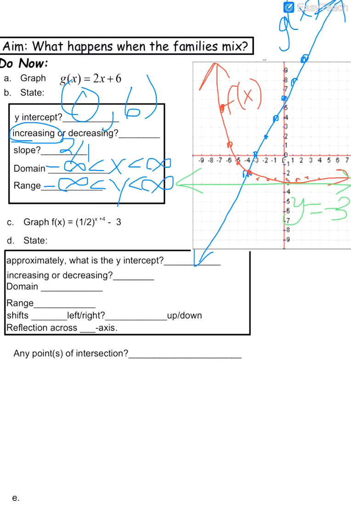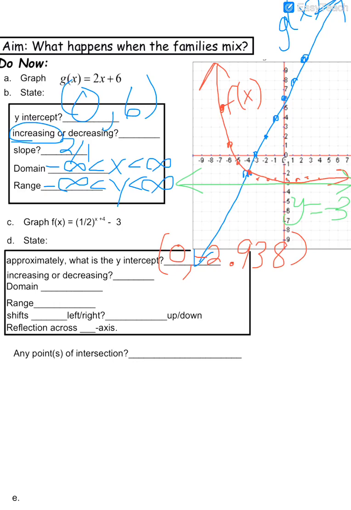Okay, so approximately what is the y-intercept? So -2.938, it says. So 0, -2.938. At least that's what I got. It says approximately, but I'm going to see here. It's pretty accurate. Okay.